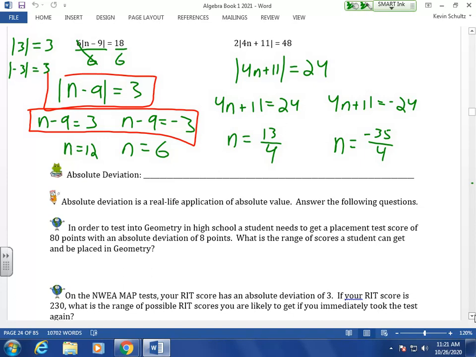Bridget. So for these, there will always be 2 answers? Yes. The only exception to that is if n would equal 0, because there's only one 0. But yes, you'll be looking for 2 answers here.